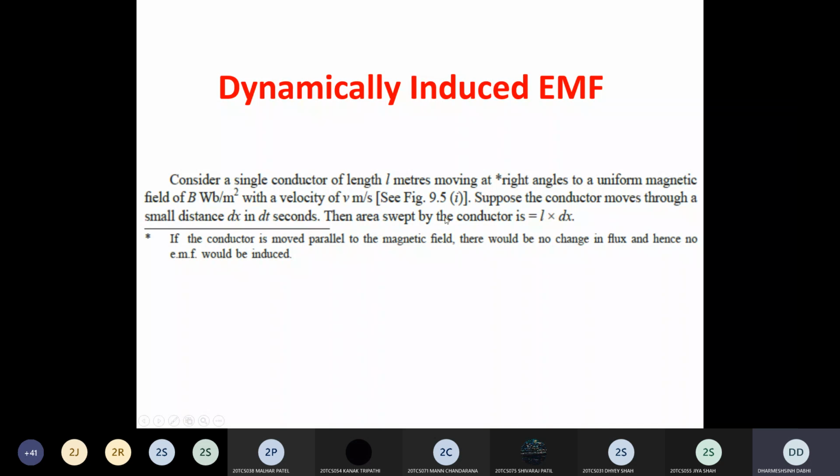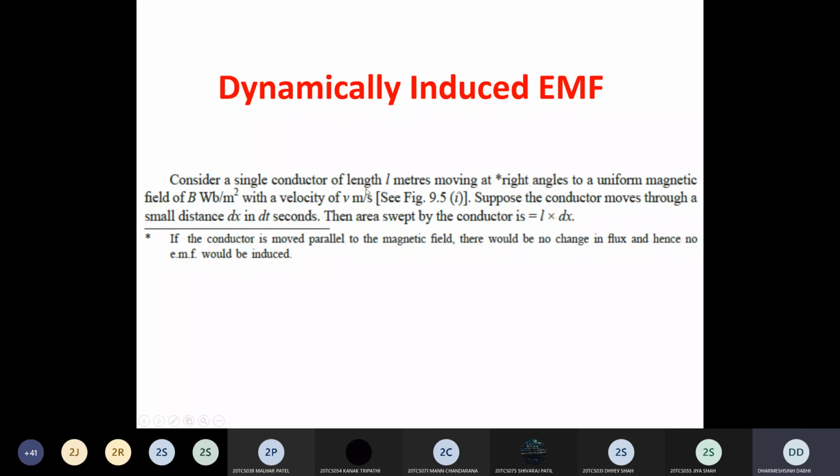So the area swept by this conductor is how much? The length of the conductor is L and it is moved through a small distance dx. So the area swept by the conductor in the magnetic field is nothing but L into dx. Clear? Here remember that the conductor is placed at right angle to the uniform magnetic field.